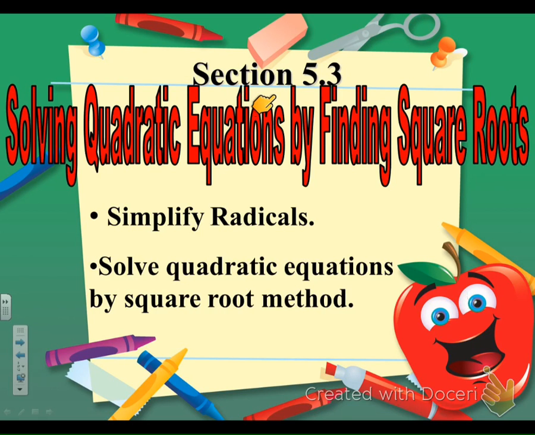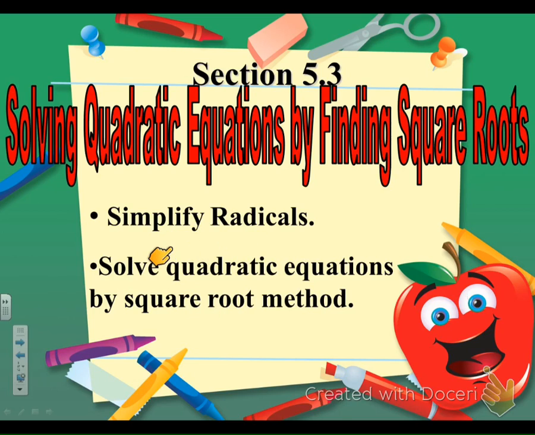Today in section 5.3, the goal is to solve quadratic equations by finding square roots. It's just doing our warm-up in the shortcut way. We're reviewing an Algebra 1 topic about how to simplify radicals, and then we're going to solve quadratic equations by using the square root method.